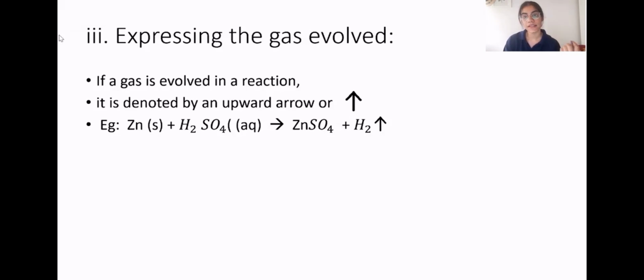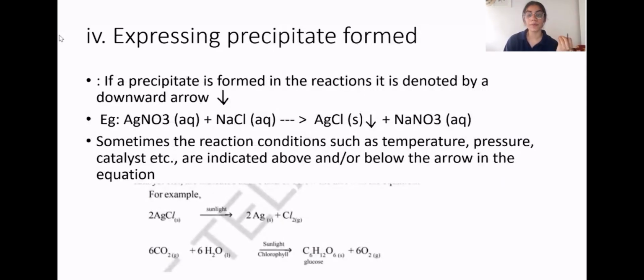Next, expressing a precipitate which is formed. A precipitate is basically like a residue that is formed after two reactants react with each other to give a different kind of product. Let us see, when silver nitrate reacts with sodium chloride, that is NaCl, silver chloride is formed as a precipitate and NaNO3, that is sodium nitrate, is formed in the aqueous form.